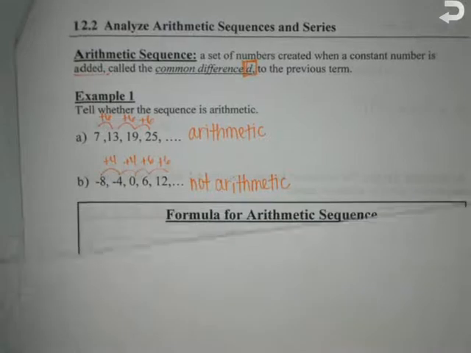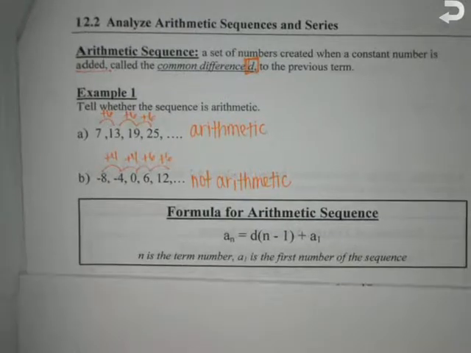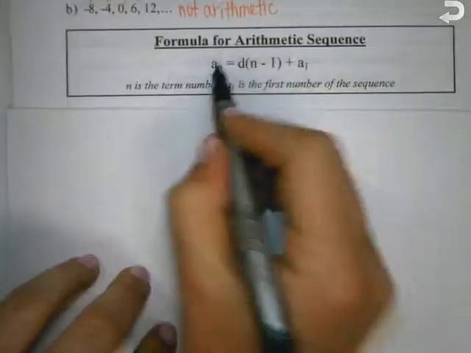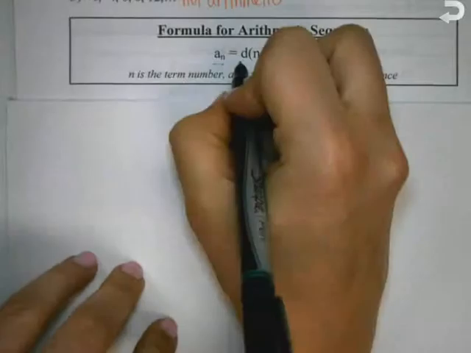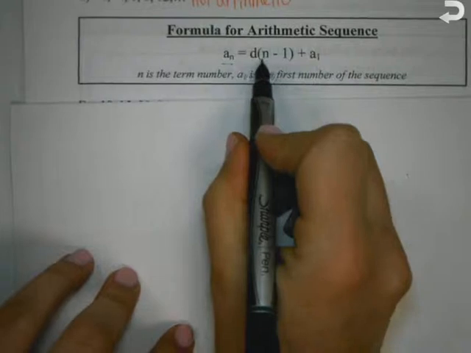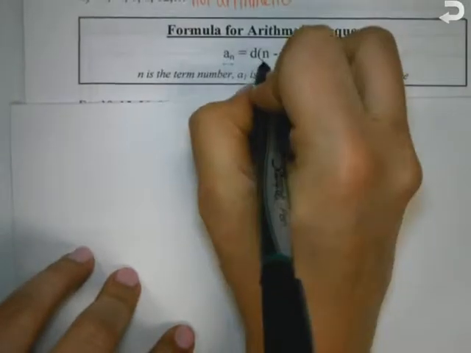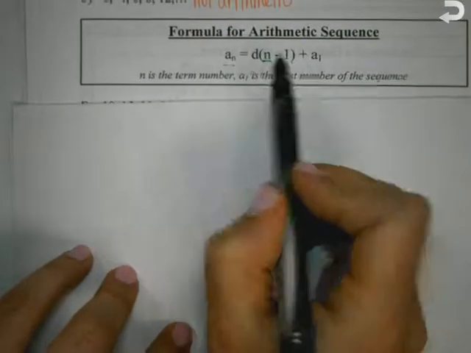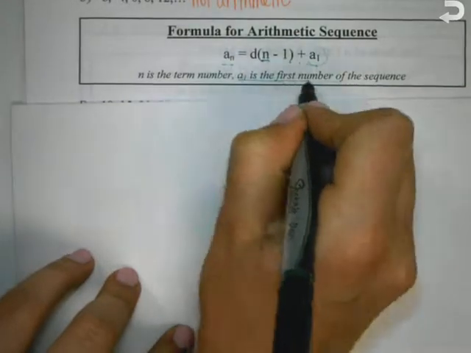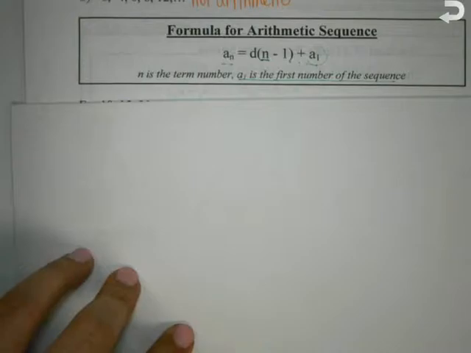Okay, so we get a formula. I put it nice and big in a box for you. Formula for arithmetic sequences: a sub n, that's the term number, right? Equals d, that common difference, the number that you're adding each time, times n minus 1. So what term number am I on? Minus 1, plus a sub 1. a sub 1 is the first number of the sequence. n is the term number.